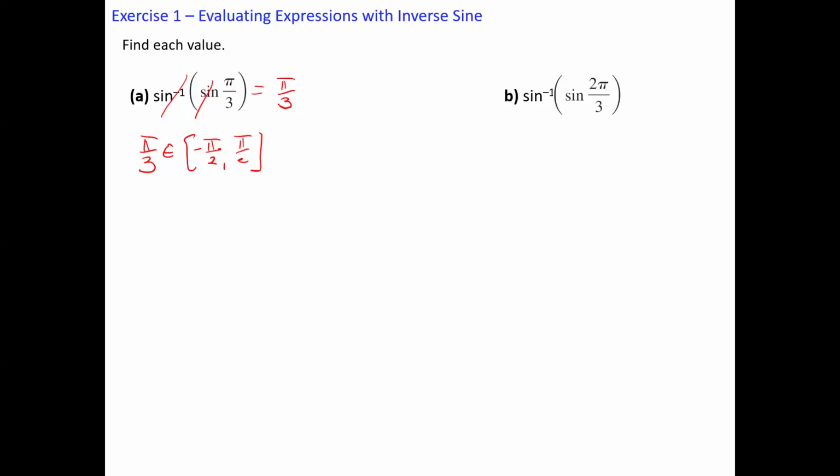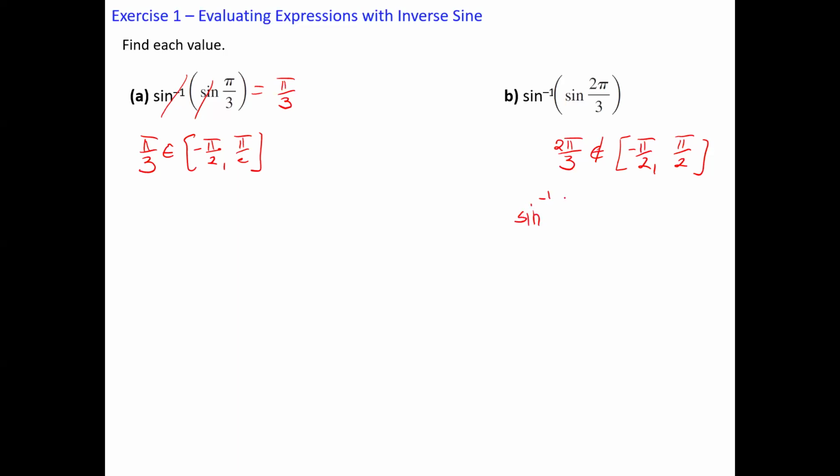However, the second part, 2 pi over 3, 2 times 60, 120, is not in that domain. We can only go up to, theoretically, the fourth quadrant and the first quadrant, but we have to be careful, because we have to keep the order. That's what we will do.